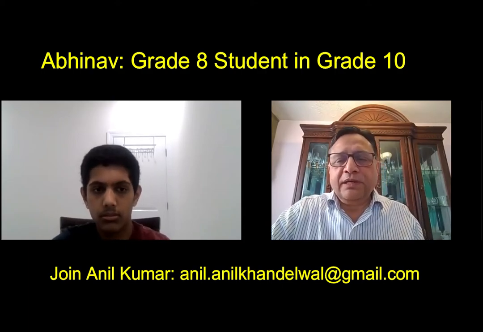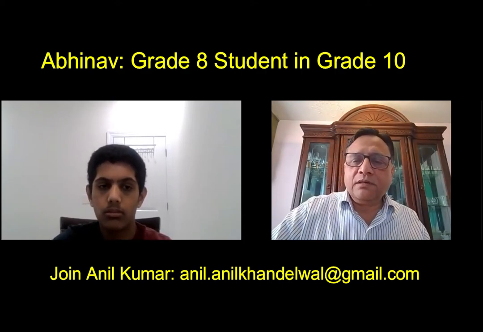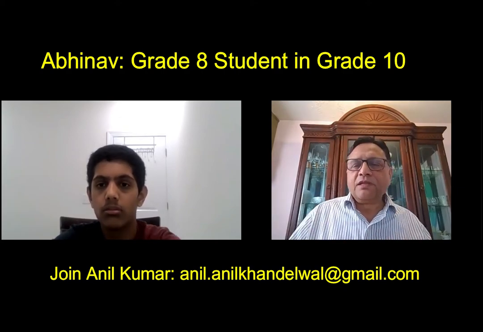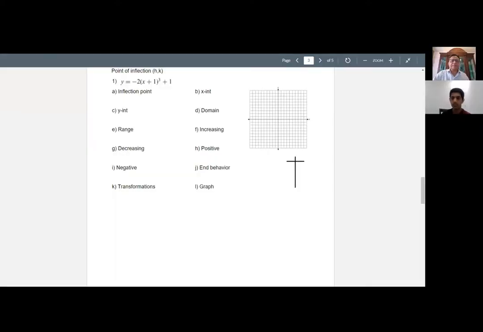So can you share with me what exactly you are doing in cubic functions? Okay, can you see it? Yes, I can. Okay, great. So you have a cubic function minus 2 times x plus 1 whole cube plus 1, and you need to find all these points, and you need to graph it and get the critical points on this particular graph. Correct. So let's begin from here itself.